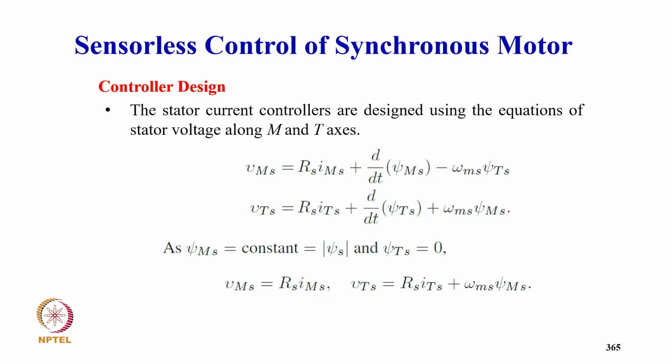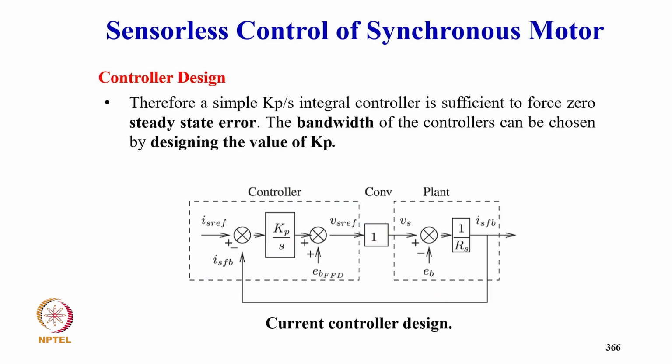Coming to controller design, the stator current controllers are designed using the stator voltage equations along the M and T axis. So VMS equal to RS IMS plus d by dt phi ms minus omega phi ts, and VTS equal to RS ITS plus d by dt phi ts plus omega ms into phi ms, with phi ms equal to constant, phi ms equal to phi s, and phi ts equal to 0. So VMS equal to RS IMS and VTS equal to RS ITS plus omega ms phi ms. So this is typically the current control design.